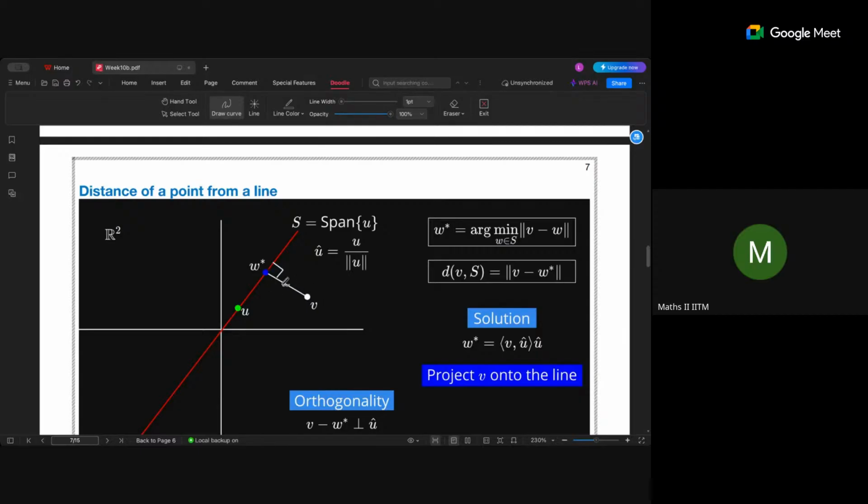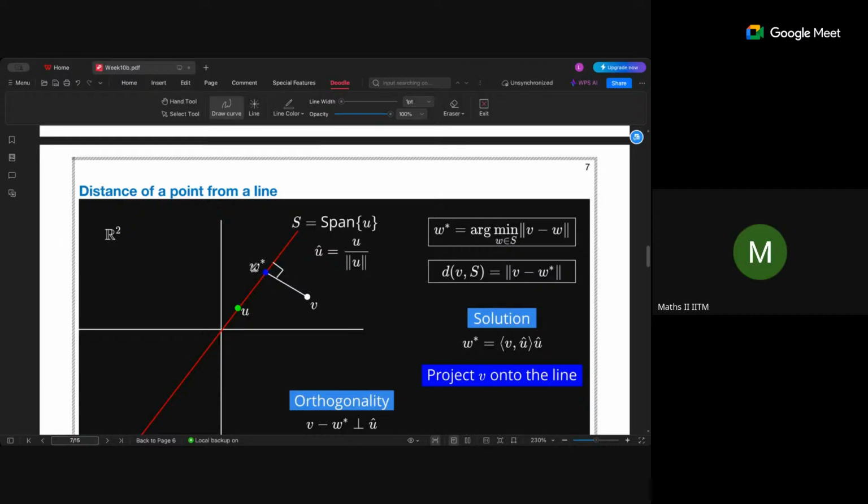This is the thing which I just told you. So let's say you have a vector v, and you have some line s. This is your line s, which is the span of the vector u. What is the foot of the perpendicular of v on the line s? So let's call the foot of the perpendicular of v on s as w star.